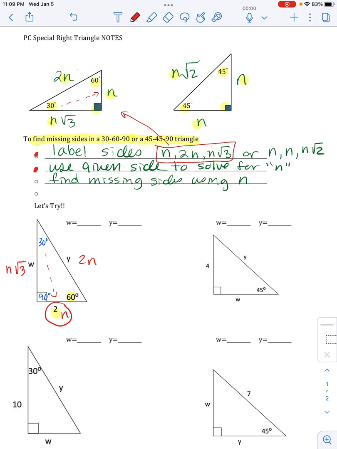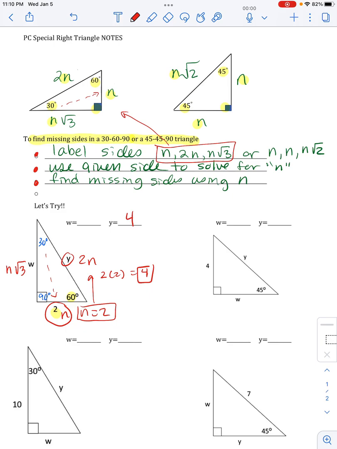Okay, well that wasn't really hard because that side is n equals 2. So pretty much done solving for n. Sometimes it is that easy and sometimes it's not. So now I'm going to find the missing sides using n. All right, I literally just travel around the triangle and go, okay, well if my n is 2, then up here 2 times that n value will be 4. So the y side is 4.